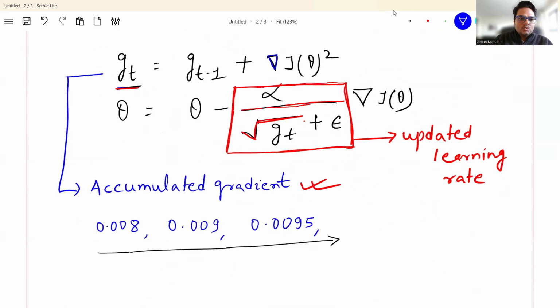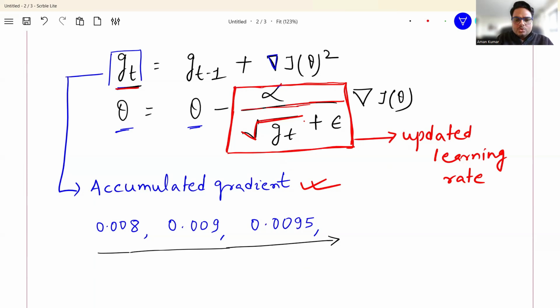GT value becomes too high. What will happen is this alpha becomes too low. When alpha becomes too low, then theta will not get adjusted in the end. It will not converge properly. That is the problem here. So once your GT becomes too large, then the convergence will not happen properly.